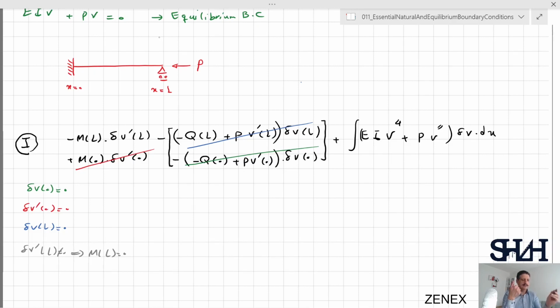So again, you can see that the equilibrium boundary condition will be EI times the fourth derivative of V plus P times the second derivative of V equals 0. And then we have 4 unknowns, and we have 4 boundary conditions. The first 3 are essential boundary conditions, and the last one is the natural.